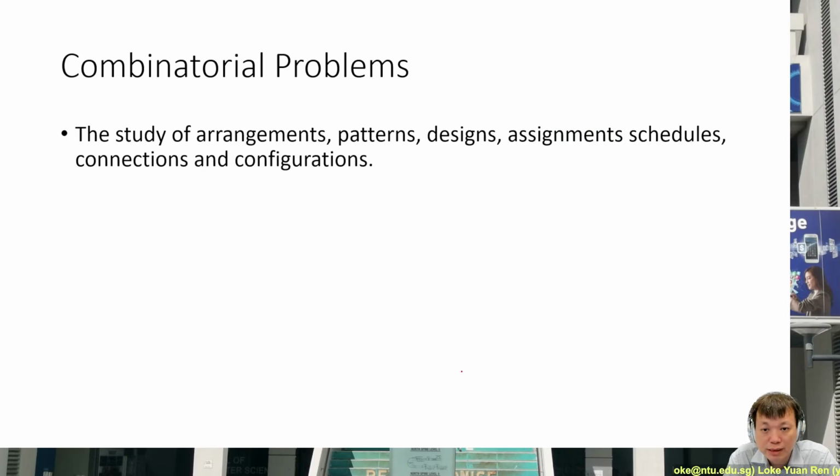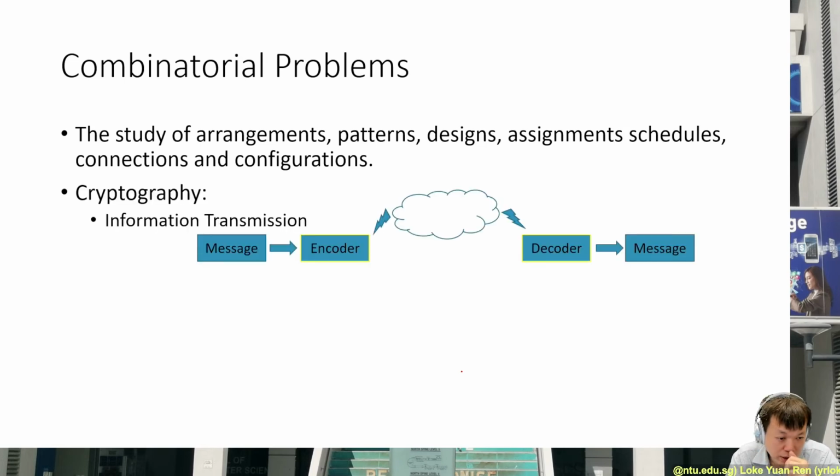A combinatorial problem is trying to solve problems like arrangement, pattern, or assignment, the duty, the job scheduling, and so on and so forth. It is a kind of combinatorial problem. Actually, you're trying to find all the combinations, and then among all the combinations find out the best solution or a certain solution. One of the well-known applications is in cryptography.